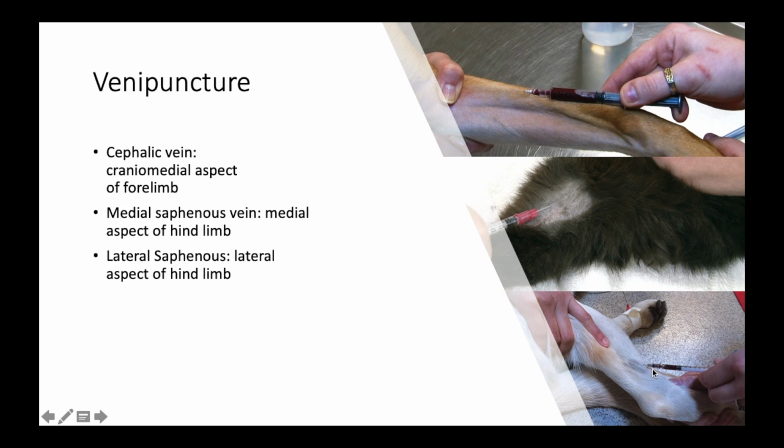And then the lateral saphenous we use on the dog, and that's on the outside or the lateral surface of the hind limb, just proximal to the hock. So here's the hock, there's the foot, and then of course there's that lateral saphenous vein. Good little memory tool, the saphenous is close to the penis. Cephalic is not.